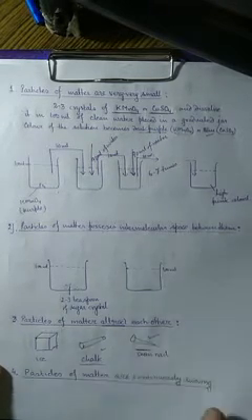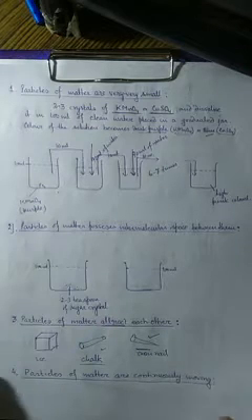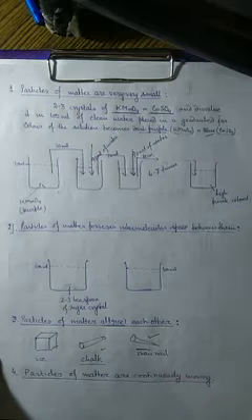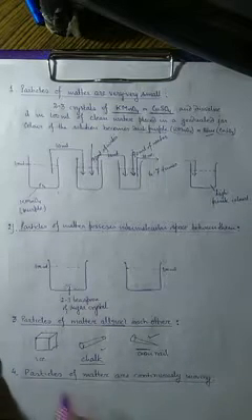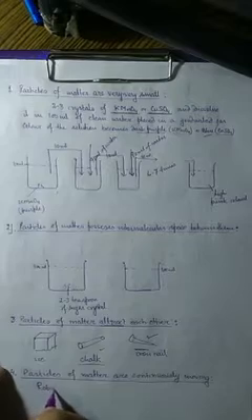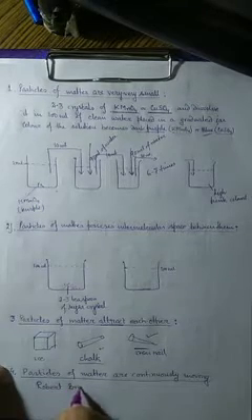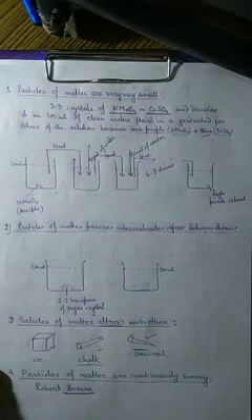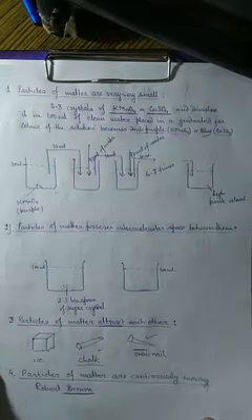The continuous motion of the particles of matter can be explained more clearly by the experiment performed by the scientist Robert Brown. Robert Brown performed an experiment. In his experiment, he took a watch glass.